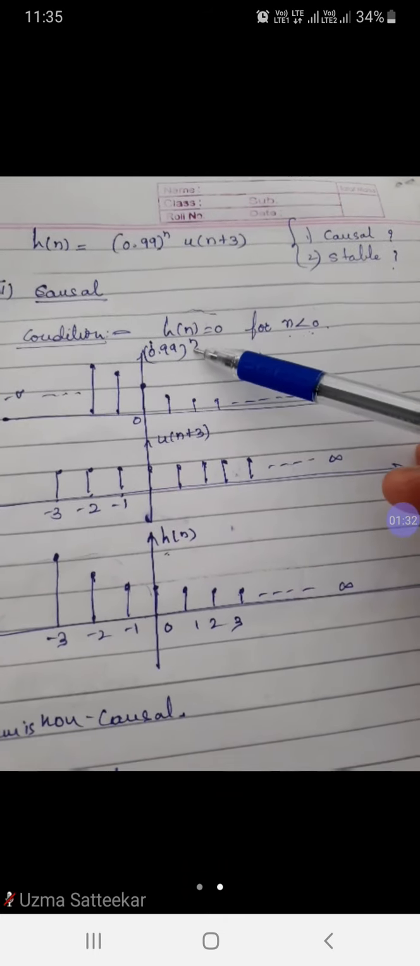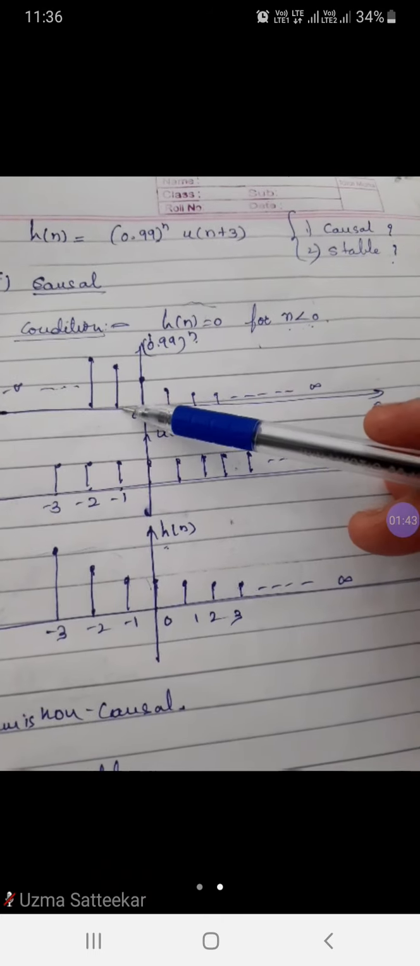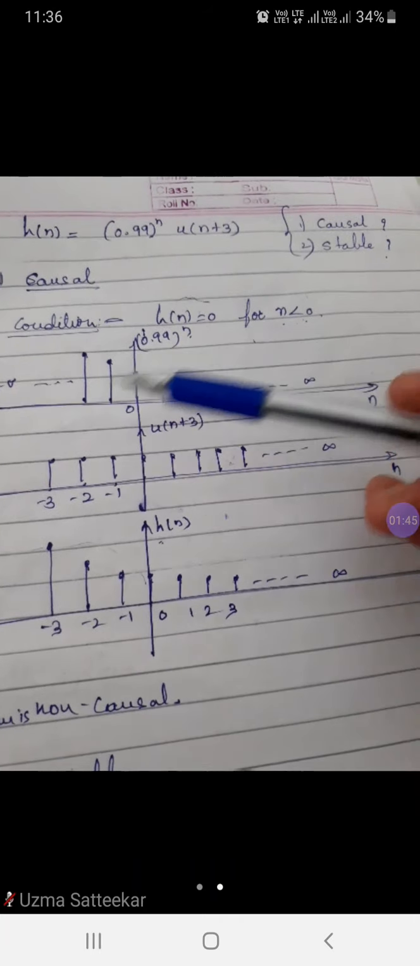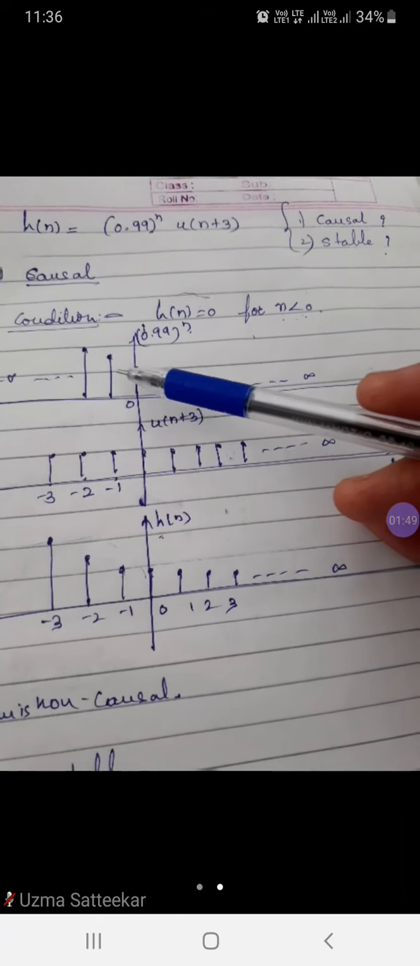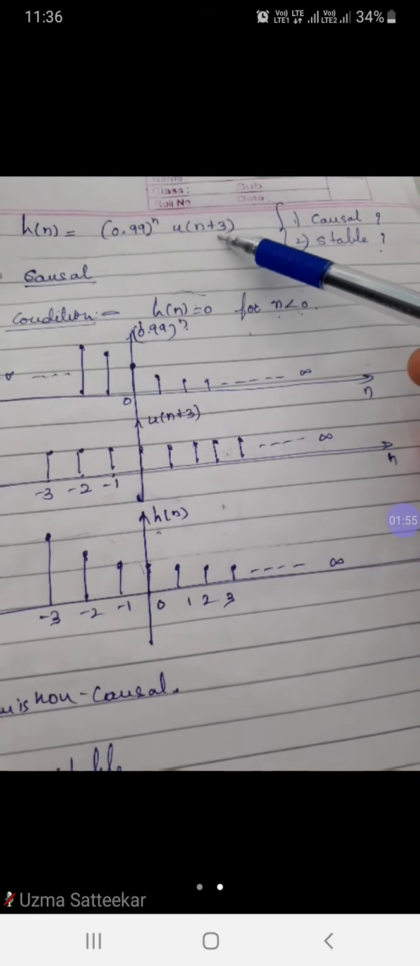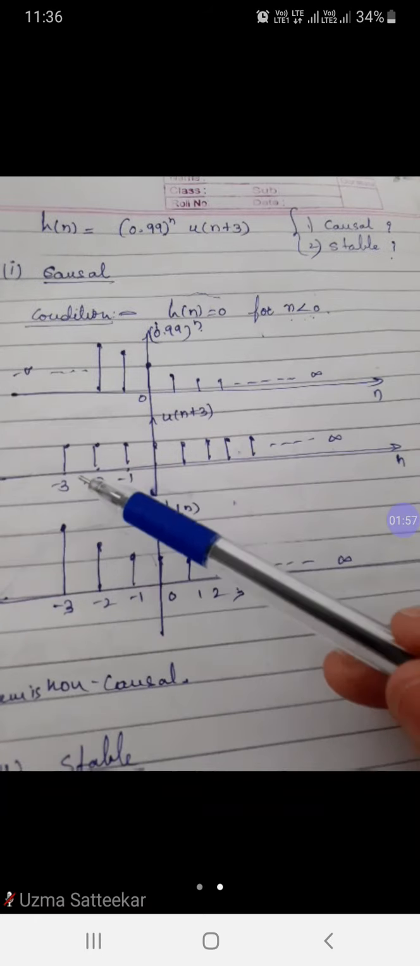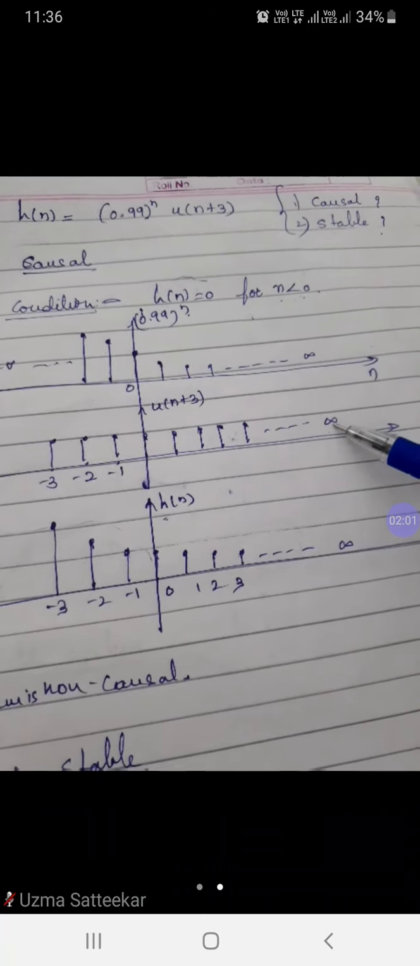For example, n is equal to 0, you get 1; n is equal to 1, 0.99; n is equal to 2, you will get 0.98; n is equal to 3, 0.97. Like that it will decrease. If you take minus 1, you will get 1.01, 1 point something. So the amplitude is getting increased on the left hand side. This is 0.99 raised to n. What is u of n plus 3? The signal starts from minus 3, minus 2, minus 1 up to infinity.